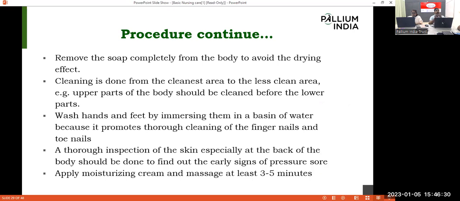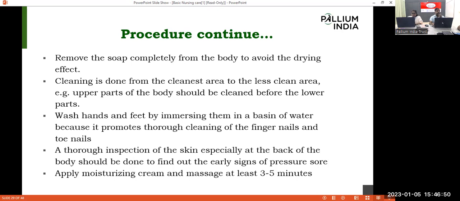Then, after applying the soap on the body, remove the soap particles completely to avoid drying. If soap residue is still on the body, it will cause a drying effect on the skin. So we need to clean thoroughly.